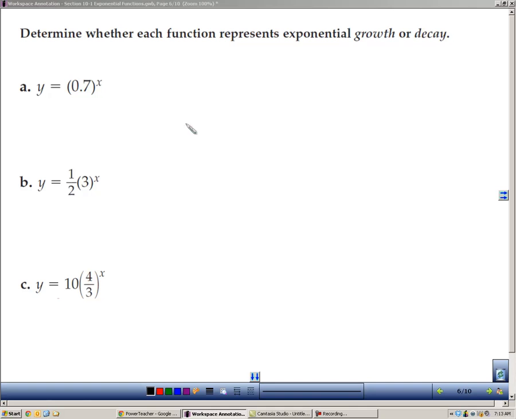So here we're given three exponential functions, and we have to determine if they're exponential growth functions or exponential decay functions. Well, this first one, the base is 0.7, which means it's between 0 and 1. Therefore, this is a function that represents decay because the base is between 0 and 1. In this one, the base is greater than 1, so this is exponential growth. Even though it does have a 1/2, the base with the variable is greater than 1. So that's going to be a growth function. And this one, 4/3 is a fraction, but it is greater than 1, so this represents exponential growth.